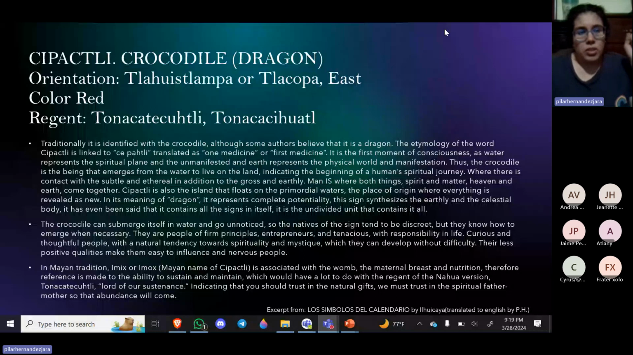In Mayan tradition, Imix or Imox, the Mayan name for Zipaktli, is associated with the womb, the maternal breast, and nutrition. Therefore, reference is made to the ability to sustain and maintain, which would have a lot to do with the regent of the Nawa version, Tonacatecutli, Lord of our sustenance, indicating that you should trust in the natural gifts. We must trust in the spiritual father mother so that abundance will come.